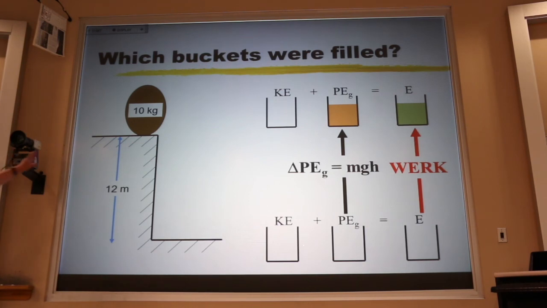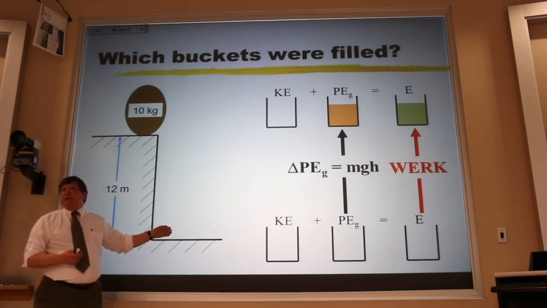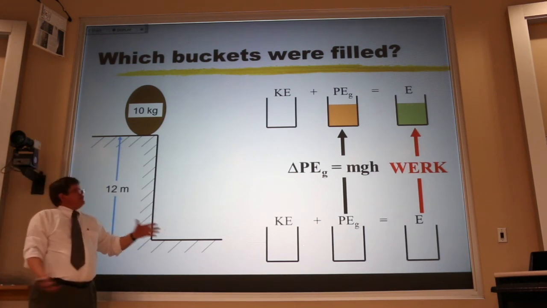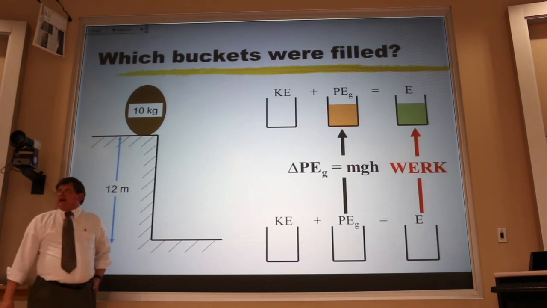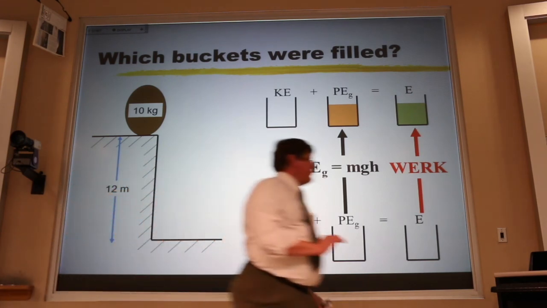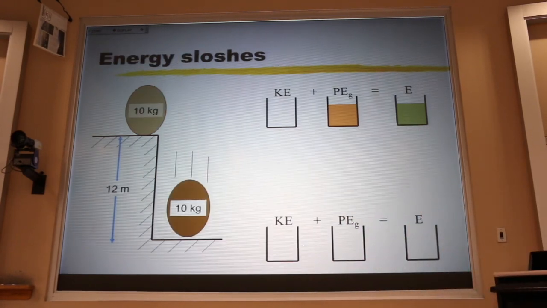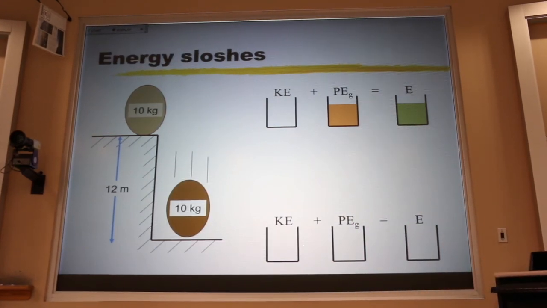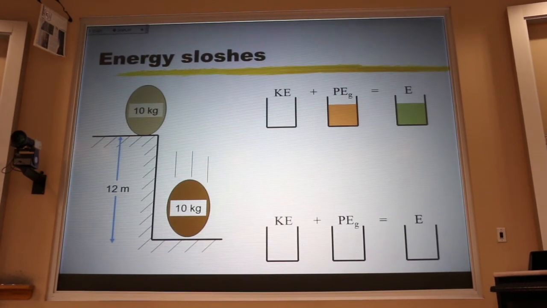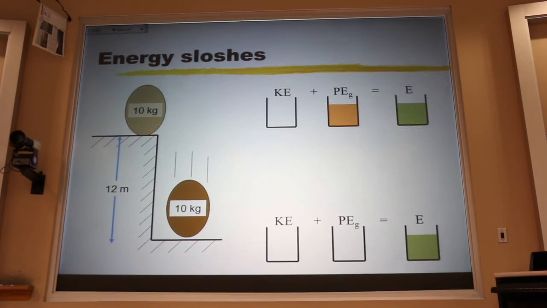If that boulder's at the top of this cliff and you're walking at the bottom of the cliff, you feel nervous. You say, whoa, that's a potential disaster. And all it takes is for Rand to just kick that rock and go home. Now, if he kicks the rock and goes home, he's not doing any Verk. He's just getting it started, and then he walks away. So if there's no Verk being done, there's no change in the total energy bucket.